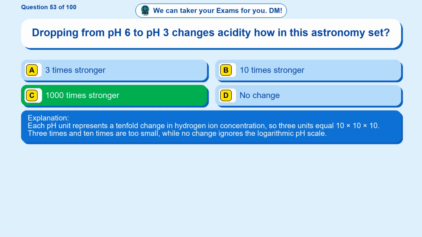Each pH unit represents a 10-fold change in hydrogen ion concentration, so 3 units equal 10 times 10 times 10. 3 times and 10 times are too small, while no change ignores the logarithmic pH scale.